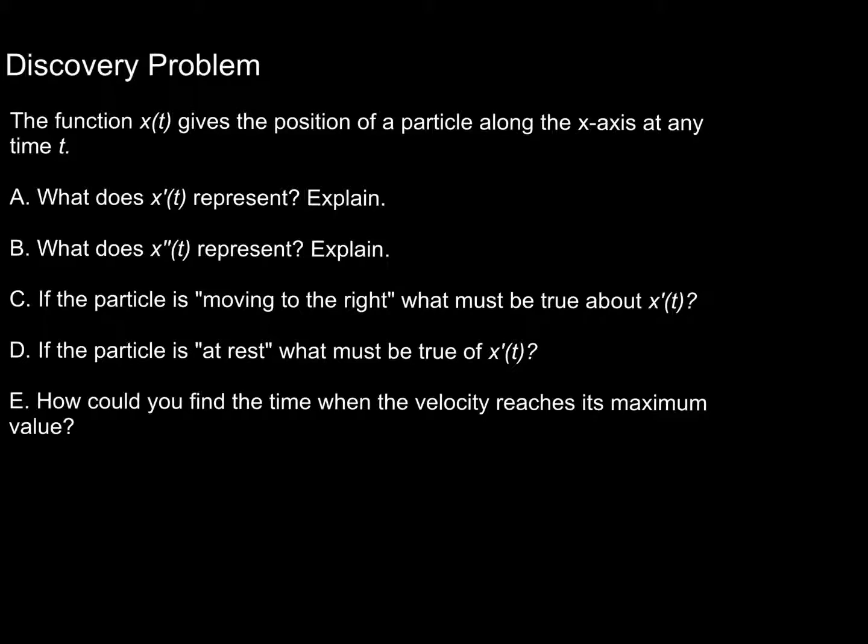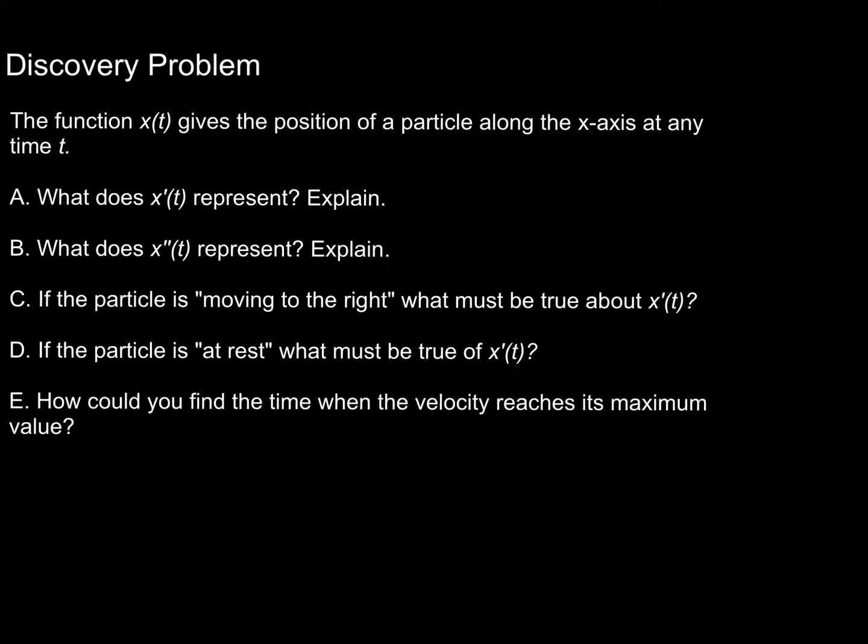All right, so when we are thinking about the position of a particle or any object, the position is measured as a distance away from an origin, or in this case we're thinking about the x-axis. So the position along the x-axis would be the distance that is away from the origin at a given time.